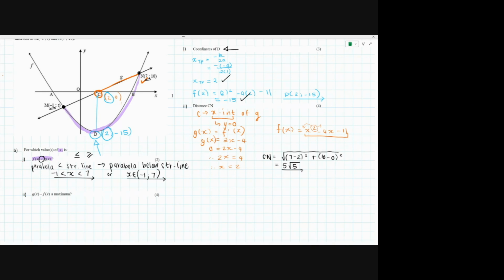All right. B2 says, determine which values of x where g of x minus f of x is a maximum. Okay, so again, they've been a little bit mean here and they're throwing in some calculus. Who can remember what it means if we are looking for a maximum value in the context of calculus? What do we do if we're looking to maximize or minimize?